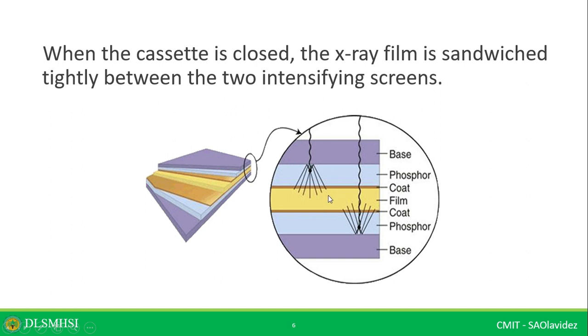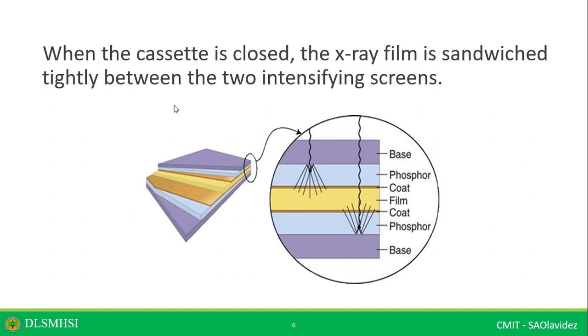There are two emulsion layers coated on both sides of the film base, and there is a corresponding intensifying screen for each emulsion layer. When exposure is done, an X-ray photon will interact with the first intensifying screen and is absorbed by the phosphor crystal.